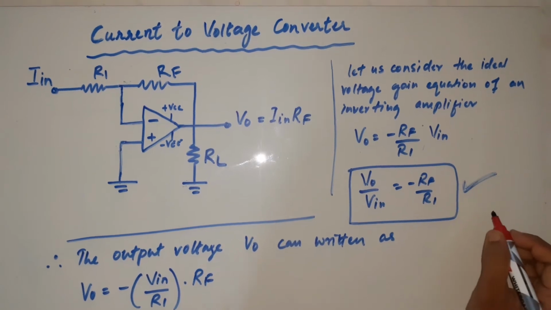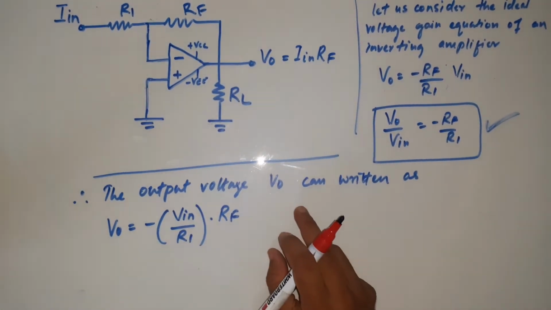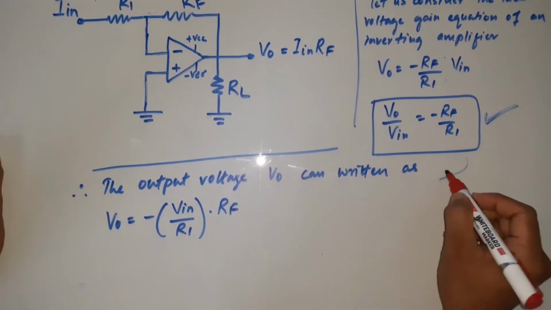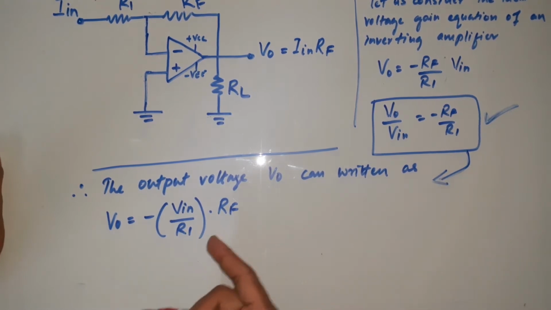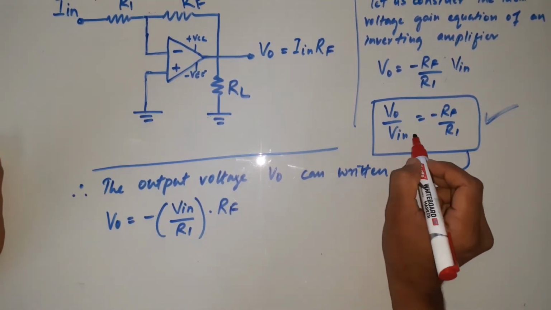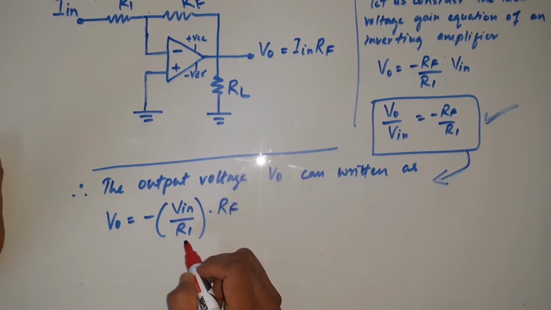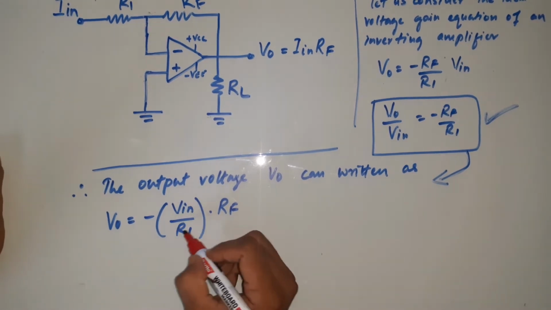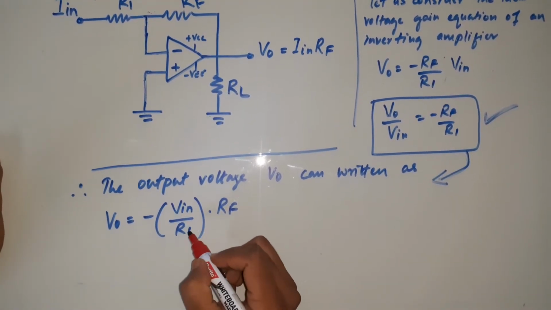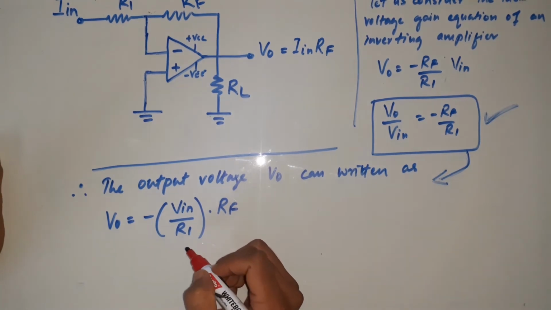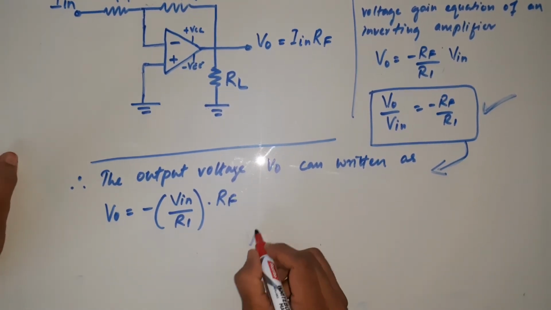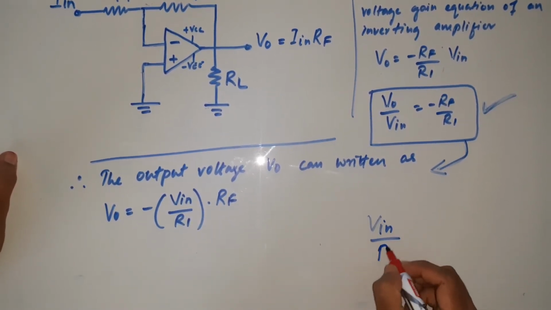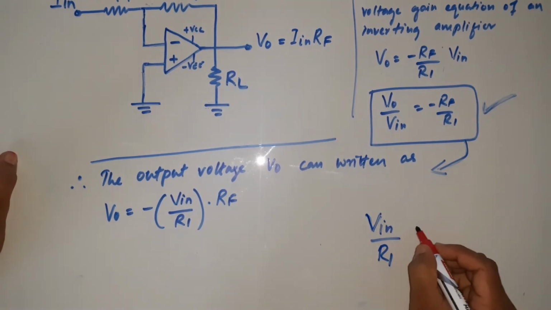You have this. Now the output voltage V0 can be once again rewritten like this. Same equation, rewritten here. Okay. So Vin is taken here, Vin by R1 into RF as it is. Now just see here, just because of rearranging this equation, I got Vin by R1. What is Vin by R1?